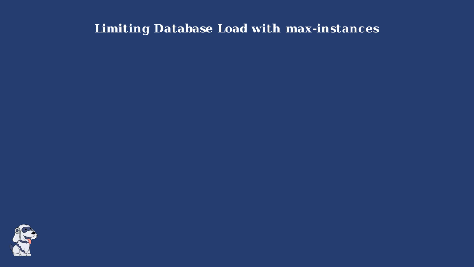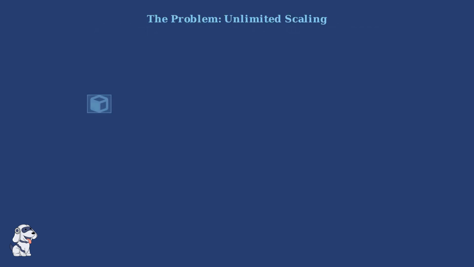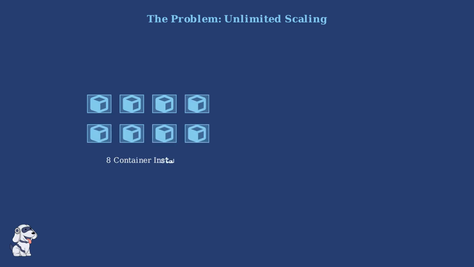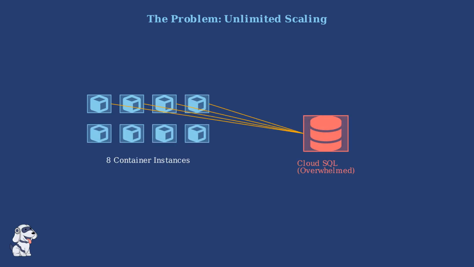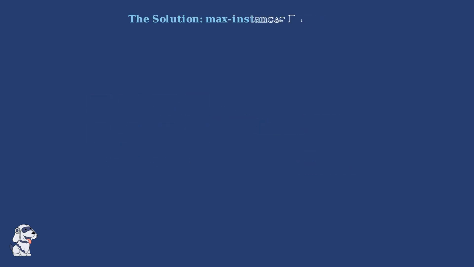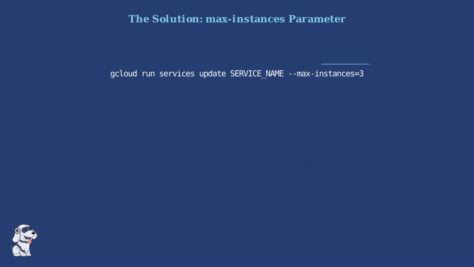By limiting the number of container instances, you can prevent your database from being overwhelmed by too many concurrent connections. Without limits, Cloud Run can scale to many container instances during traffic spikes. Each container creates database connections, potentially overwhelming your Cloud SQL instance with too many concurrent connections. The solution is to use the max instances parameter.